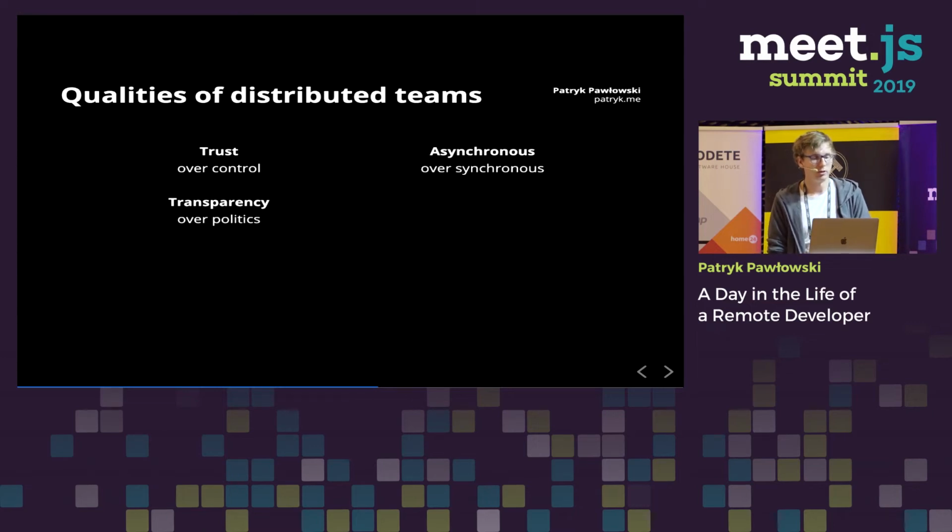Another thing is transparency over politics. So you should make most of the things transparent in the company and accessible to all of the people, so they don't need to ask for the access and waste their time waiting for this access. Work over meetings, since you don't need to spend 8 hours in one place, you are more goal oriented, and you just work and don't waste time speaking and meeting with people.